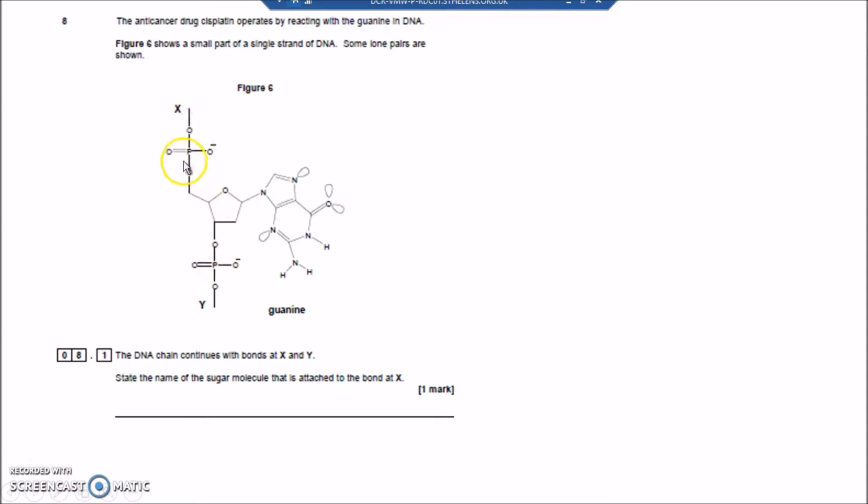We've got a strand of DNA, and we've got two phosphate groups. What bonds the phosphate groups? The answer is 2-deoxyribose. That's the sugar that bonds the phosphate groups. That's just something to learn. Biologists probably already know that.